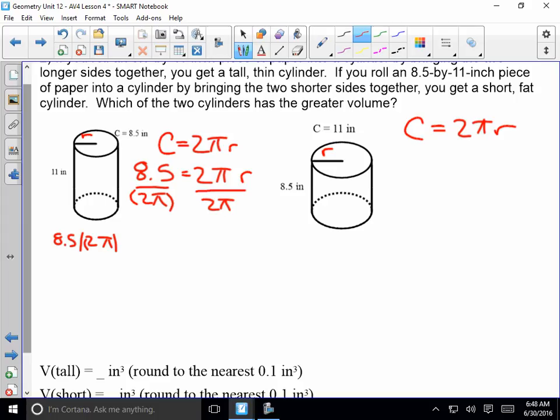Okay, so we've got 8.5 divided by 2 pi equals a radius of 1.35. Okay, we do the same thing on the other side. Circumference of 11 inches, 2 pi r. So we divide both sides by 2 pi to get the radius by itself. So now 11 divided by parenthesis 2 pi, close the parenthesis, we get 1.75 inches.